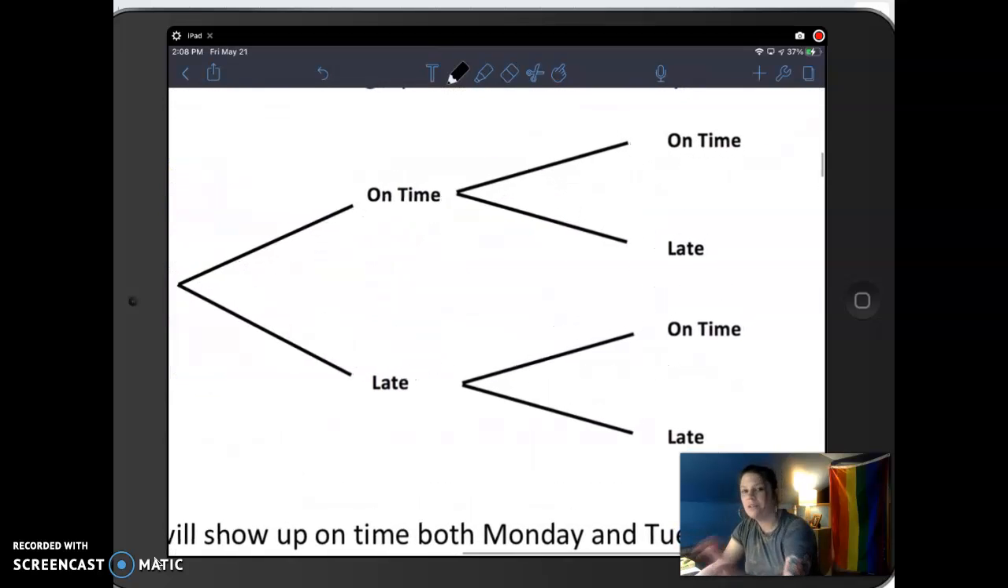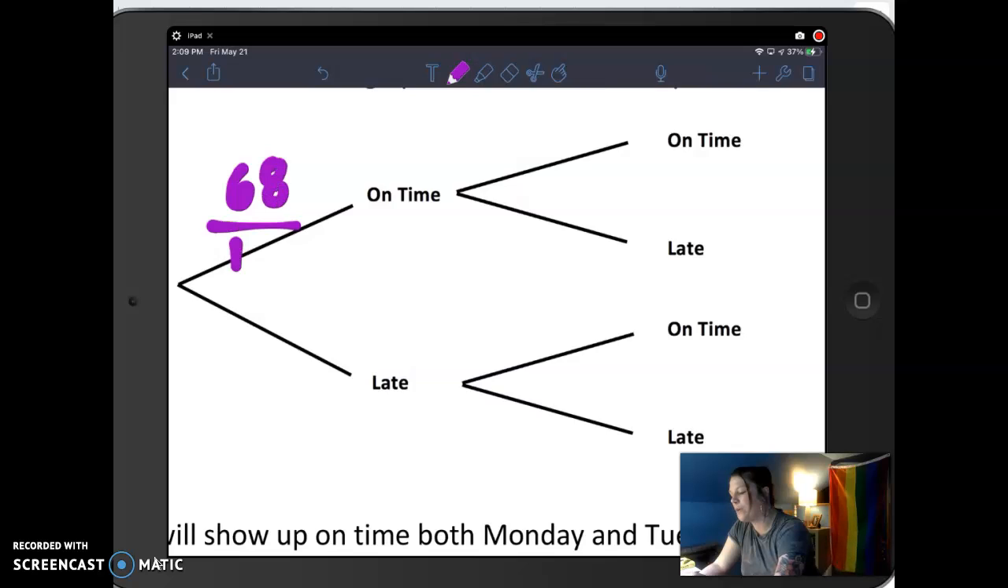Notice how the tree diagram is already provided for you. It's always going to be provided for you for these questions, so no big deal. We were just given that 68% of the time you are on time. We want to put the percentage here, but I'm going to change that percentage. I could put 68 over 100, right?